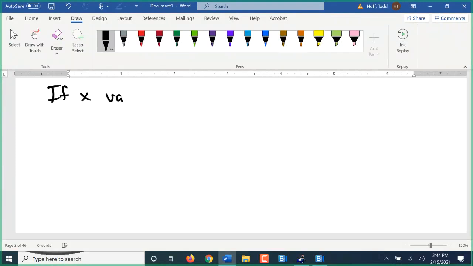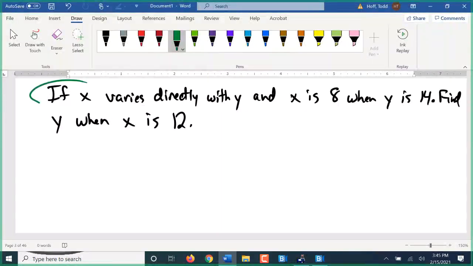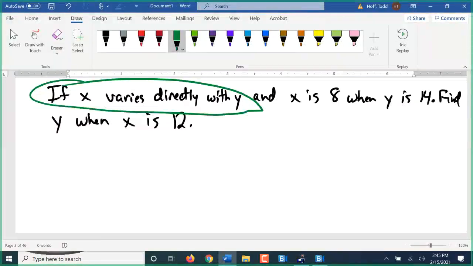X varies directly. X is 8. Y is 14. Find y. X is 12.